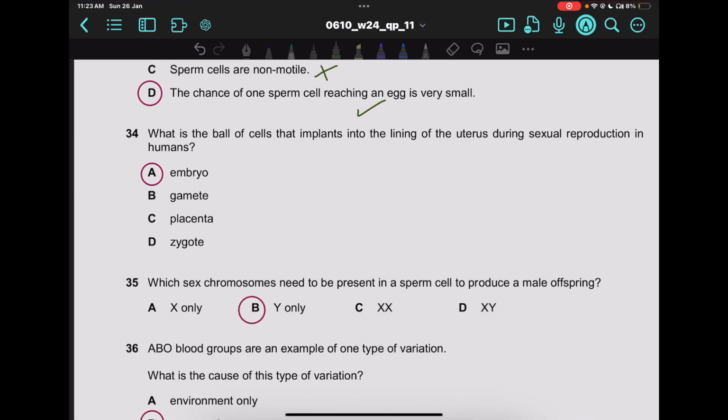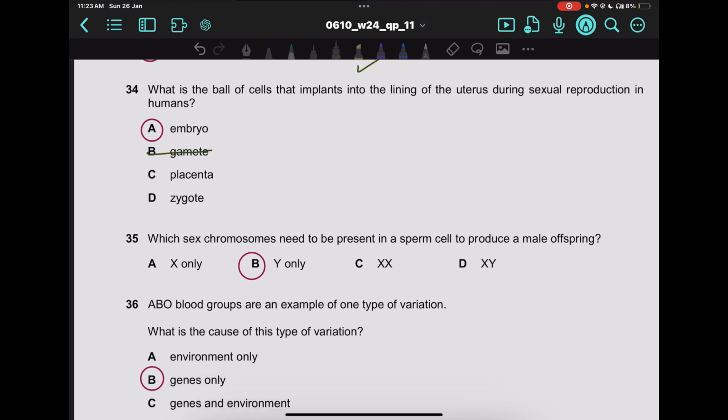What is the ball of cells that implants into the lining of the uterus during sexual reproduction in humans? This is the embryo. This is the stage where a fetus is beginning to form inside. This is the embryo. Gamete is actually not even found in humans. This is in the plants.